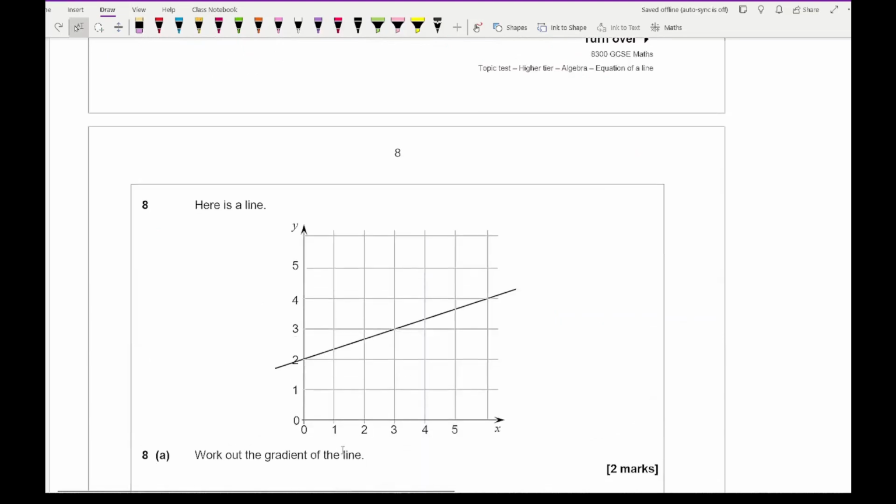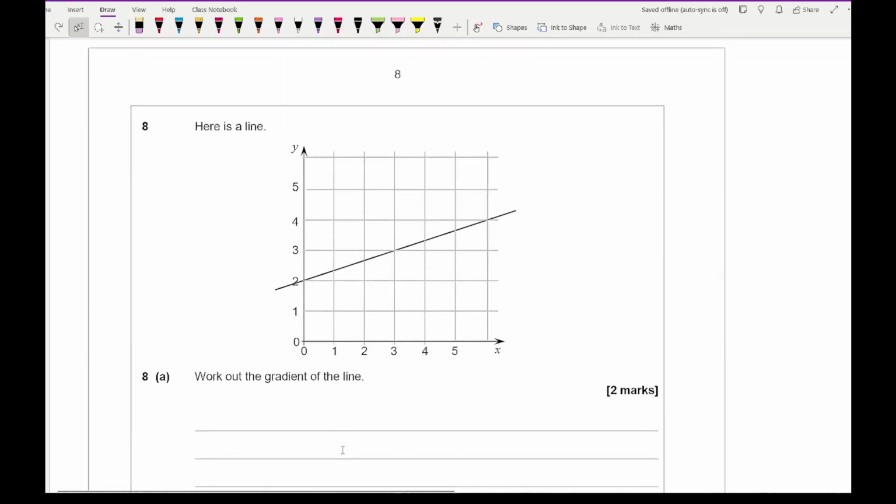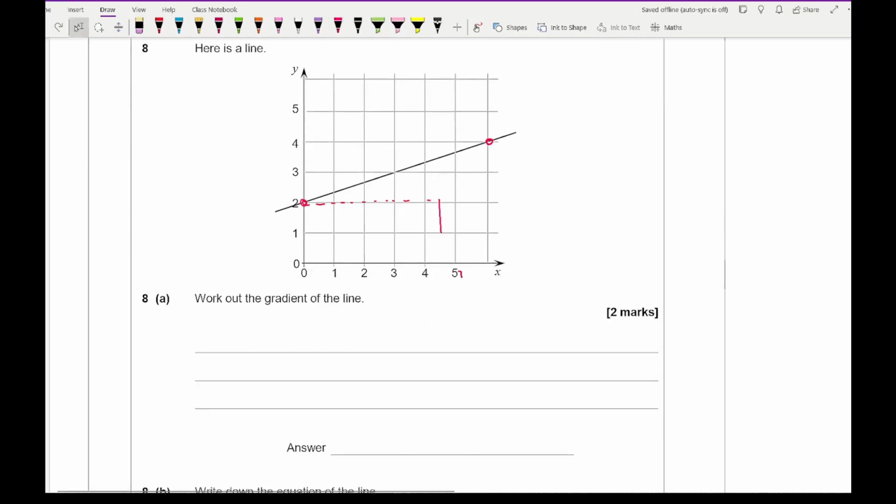Then moving on to question 8, it says here is a line, work out the gradient of the line. So again, picking two nice coordinates, and the reason why I picked two nice coordinates is just because it makes it easier to draw our triangle. Apologies there, I don't know what slipped. And from drawing that triangle, I've got a base of 6 and a height of 2, so the gradient is going to be 2 over 6, rather. You can see how easy it is to mess this up. So it's 2 over 6. It's a positive gradient, so it's going to be positive a third.